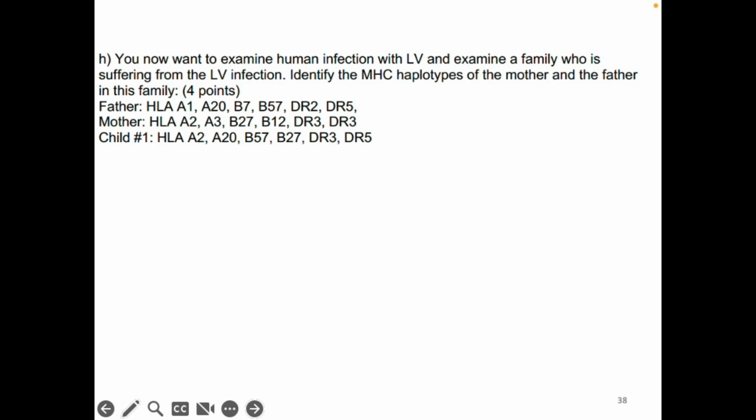That's what haplotype means. It's a bunch of genes that are traveling together. And so we can think about this as what is one of mom's chromosomes? What's the other of mom's chromosomes? What's one of dad's chromosomes? What's the other of dad's chromosomes? Does anyone want to start out by giving us one of mom's chromosomes?